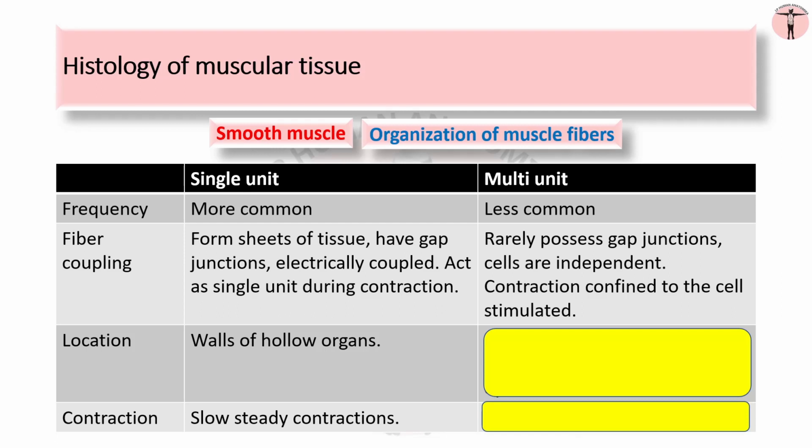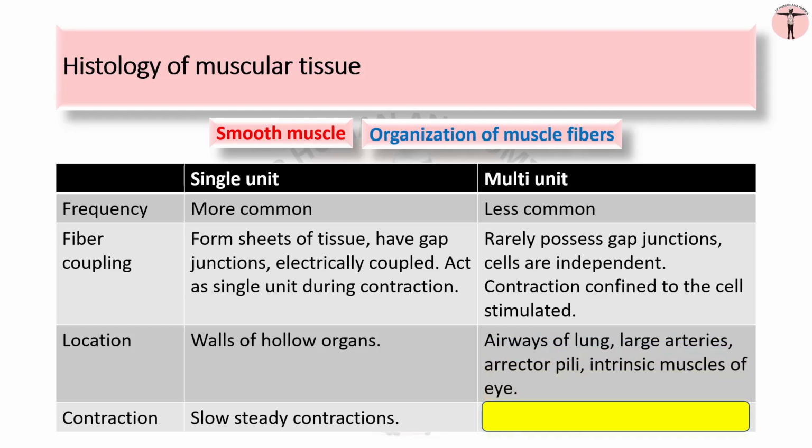This type of smooth muscle is observed in the large airways of the lungs, in the arteries, the arrector pili muscles associated with hair follicles, and the intrinsic eye muscles which regulate light entry and the lens shape. They produce asynchronous contraction.